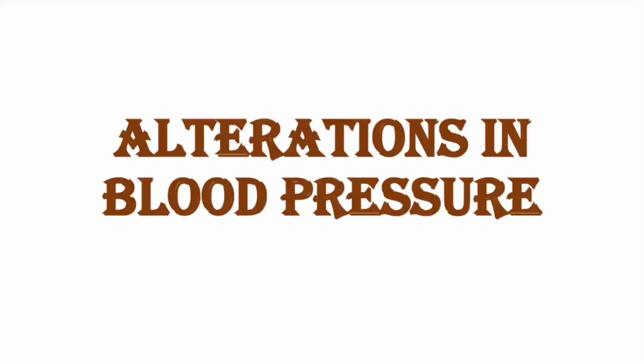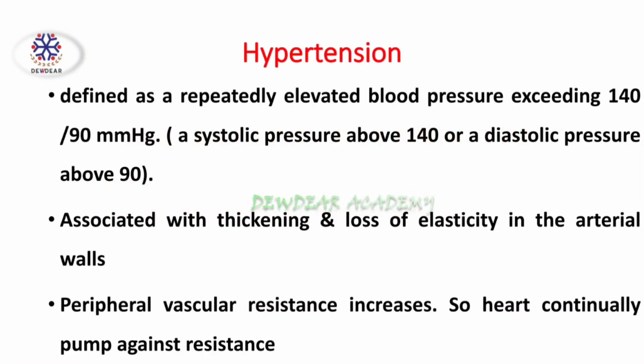Next is the alterations in blood pressure. So it can be hypertension and hypotension. Hypertension is defined as a repeatedly elevated blood pressure exceeding 140/90 millimeters of mercury. That is, the systolic pressure is above 140 and diastolic pressure is above 90. It is associated with thickening and loss of elasticity in the arterial walls. So the peripheral vascular resistance increases and the heart pumps against this resistance.